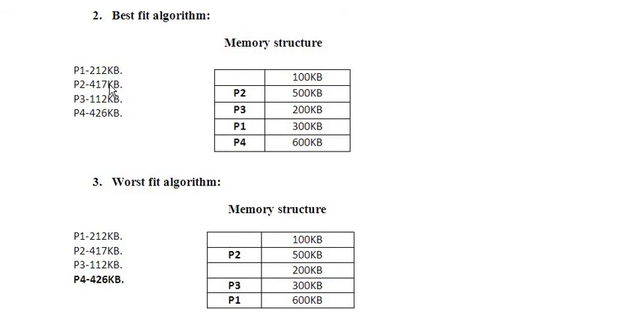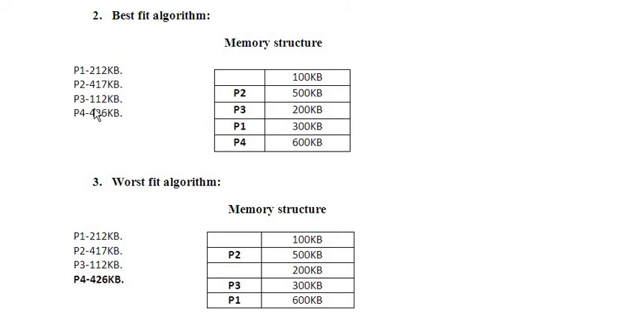Now P2 is how much? 417 KB. It can't fit in 100 KB, it can fit in 500, and not in these two, 200 and 300, which is already occupied by P1, and 600. So among 500 and 600, the smallest is 500, so P2 is allocated here. Now P3 is 112 KB. In 100 KB it can't fit in, 500 is already occupied, 200 it can, 300 it can, but 300 has already been occupied by P1, so what is left is 200. So the smallest is 200, so 200 is given to P3.